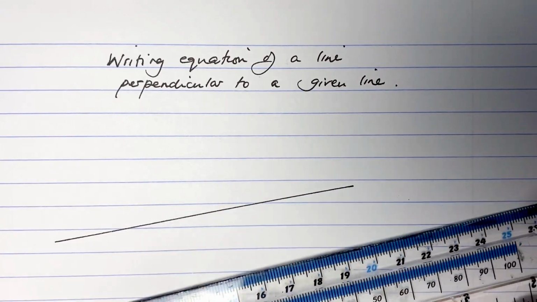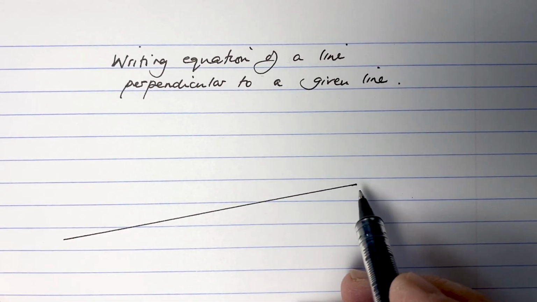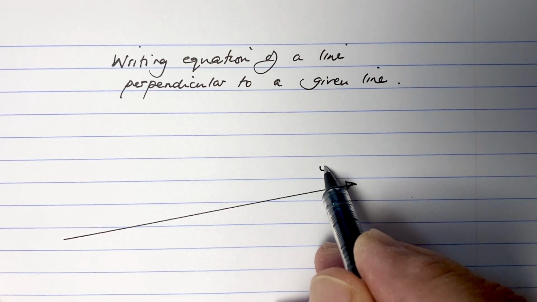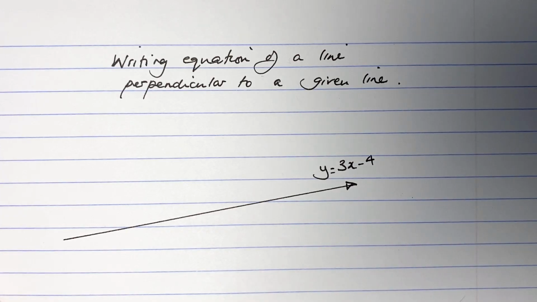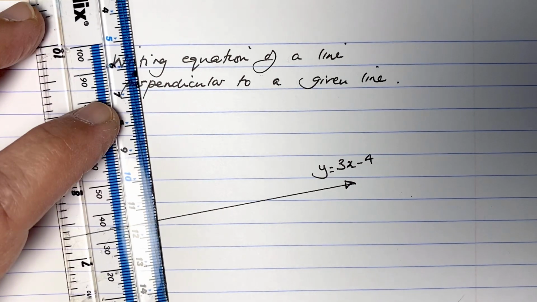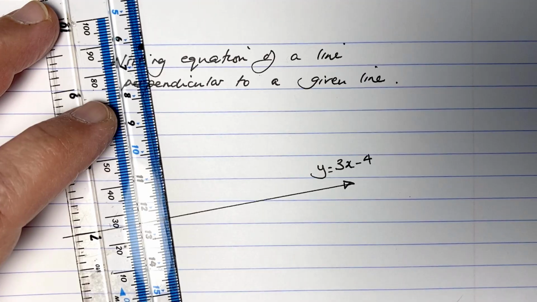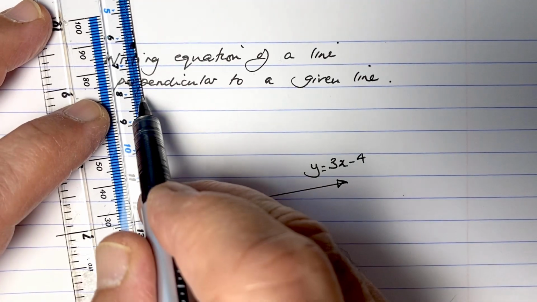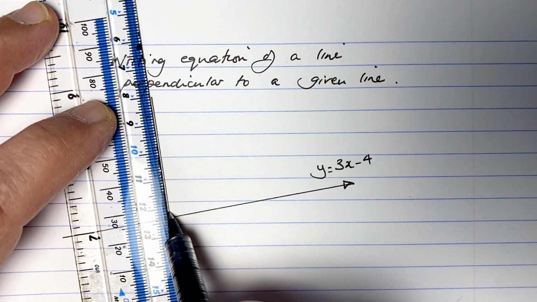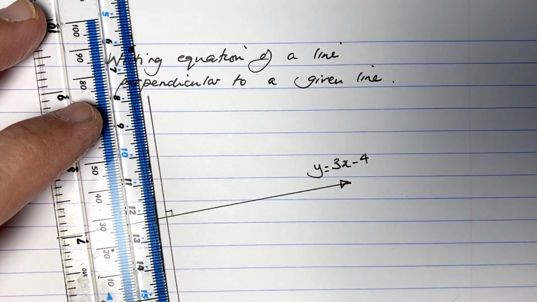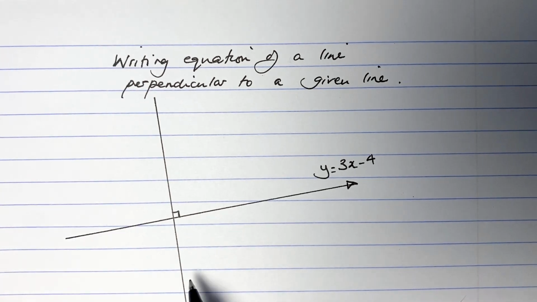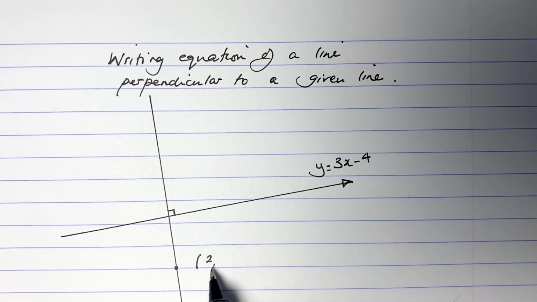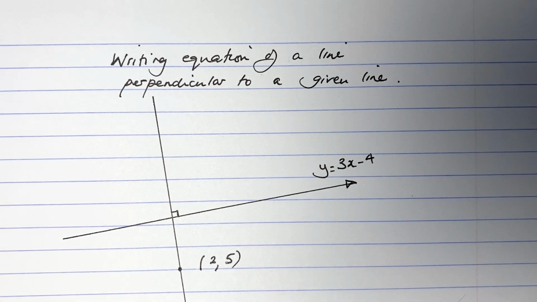So for sake of argument, I have got this line, y equals 3x minus 4. And I want a line which is perpendicular to this line. As you can see, there are going to be many perpendicular lines. In order to fix it, I need to tell you, for sake of argument, it passes through a point (2, 5). So that would fix that line.